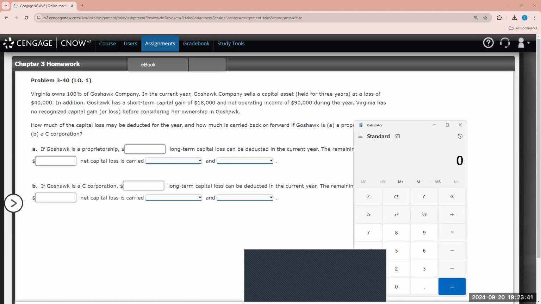All right. So net capital losses for the corporate and individual taxpayers, again, as we know, they receive different treatment. So for the most part, individuals are allowed to claim a maximum capital loss of $3,000 each year against other income. And then any other losses are carried forward. But if GoShock is a proprietorship, only $21,000 of the $40,000 long-term capital loss is going to be deducted in the current year.